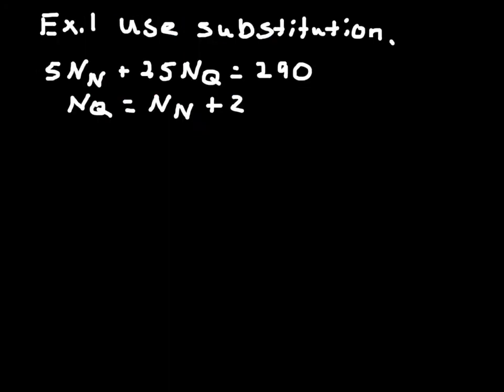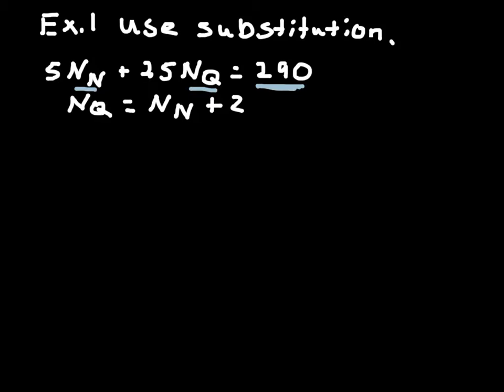Let's take a look at example 1. Now in example 1, again, I've got kind of a money situation here. And notice my subscripts. So N_N might represent the number of nickels, N_Q might represent what? The number of quarters. And in the first equation, I know that I have 290 cents. So in other words, if I take the number of nickels times 5, that gives me how many cents in nickels I have. If I take the number of quarters times 25, that's how many cents in quarters I have. And those add up to 290 cents.